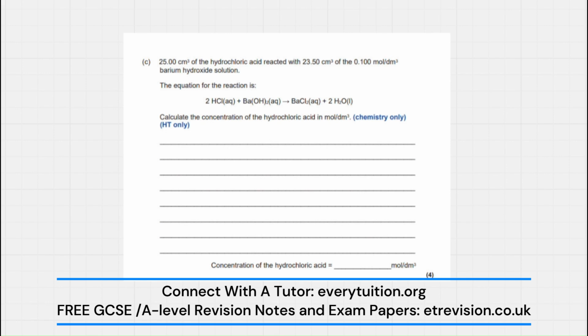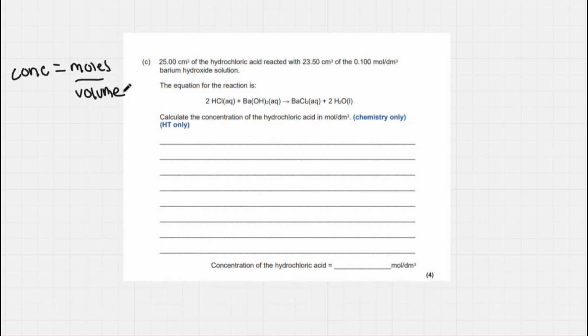Now, before we even start this question, we need to know one important equation, and that is concentration equals moles divided by volume. And the volume also has to be in decimeter cubed. So it always has to be in decimeter cubed. So to convert from centimeter cubed to decimeter cubed, you just divide by 1000. Okay, so now that that's sorted, let's take a look at the question.